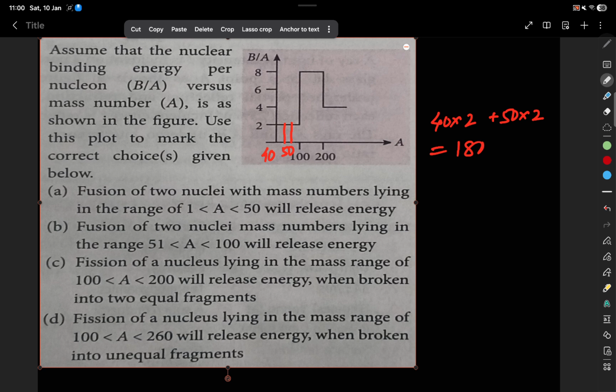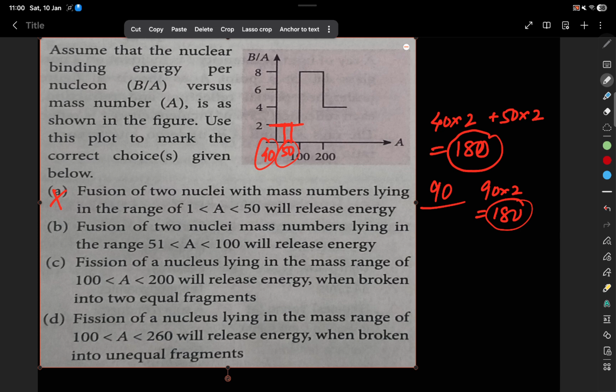But they are making a nucleus from 40 and 50. When they fuse, they will make a nucleus of mass number 90, and mass number 90 binding energy is also 2. So again 90 into 2 will be 180. So whatever the binding energy of the reactant, that is the binding energy of the product. That clearly indicates that it will not release any energy. So this option will not be correct.